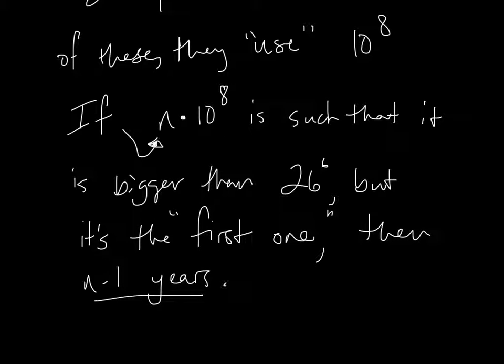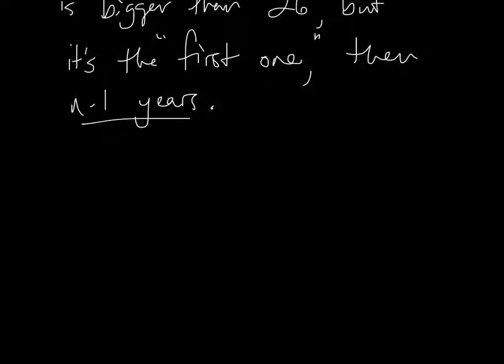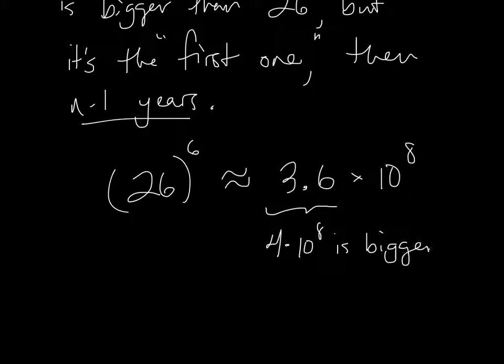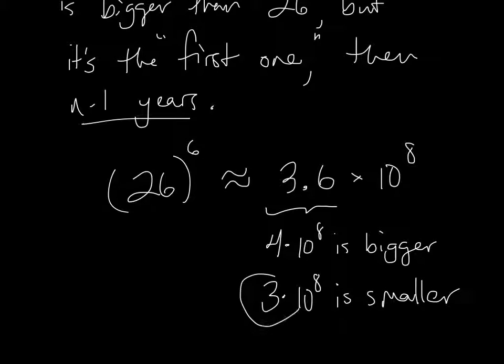Okay, to illustrate this better, I'm going to skip to the answer. We're going to end up showing that 26 to the 6th is about 3.6 times 10 to the 8th. Okay, so this means 4 times 10 to the 8th is bigger. 3 times 10 to the 8th is smaller. So there you go. There's our 3 years.